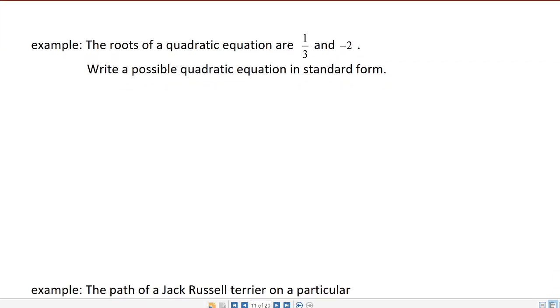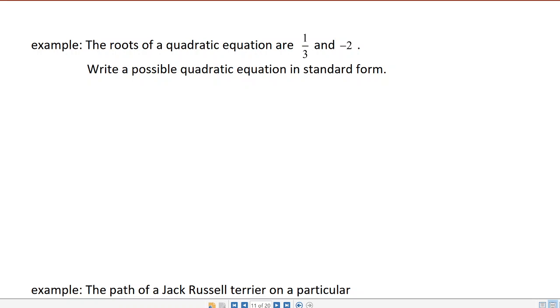One thing we can do if we switch direction a little bit is if we know the roots of a quadratic equation, we can actually work backwards to create the equation. So for this example, we know the roots of the quadratic equation are a third and -2. So we can work backwards to write a possible quadratic equation in standard form.